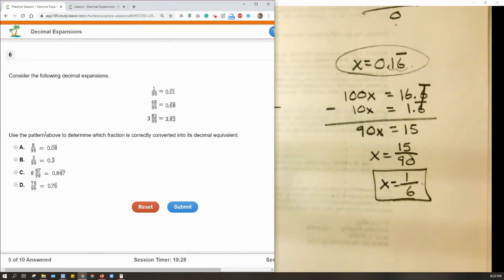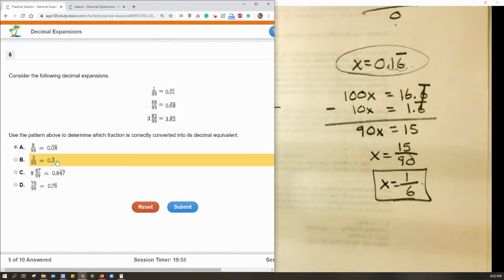So use the pattern above to determine which fraction is correctly converted into its decimal equivalent. Which one of these has something over 99 and it's those 2 digits repeating? 8 over 99. How would I write 8 with 2 digits? It'd be 0.08 repeating. That's your answer. See, this one's wrong because it doesn't say 0.3 repeating. It just says 3 repeating. Well, 3 repeating would be 3/9, not 3/99.